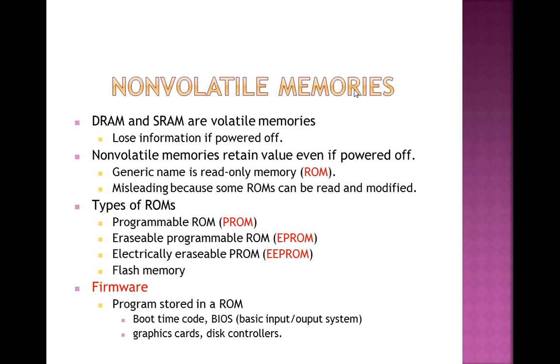Then what are the non-volatile memories? Dynamic RAM and static RAM, that is DRAM and SRAM, are the volatile memories. That is, they lose the data if the power is off. Non-volatile memory retains the data even when the power is turned off. The generic name is ROM, that is read-only memory. This is misleading because some ROMs can be read and also modified. Next, what are the types of ROM? We have studied PROM, EPROM, EEPROM, flash memory.